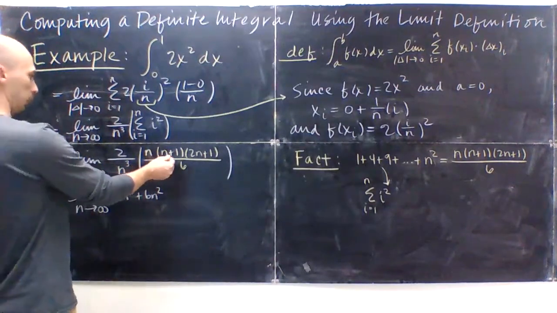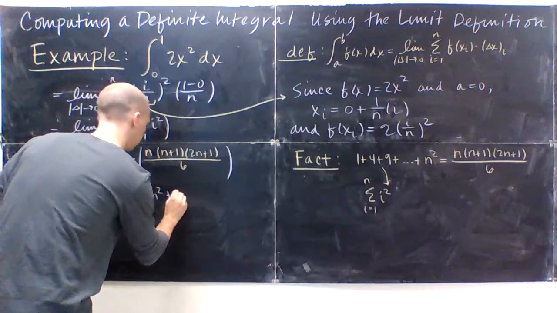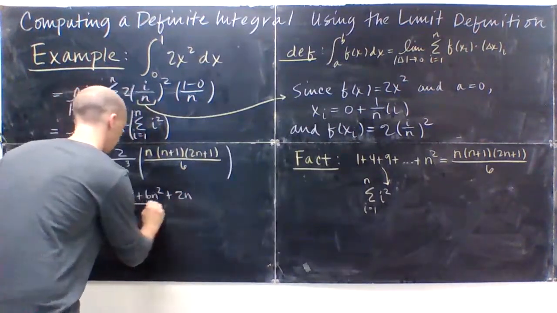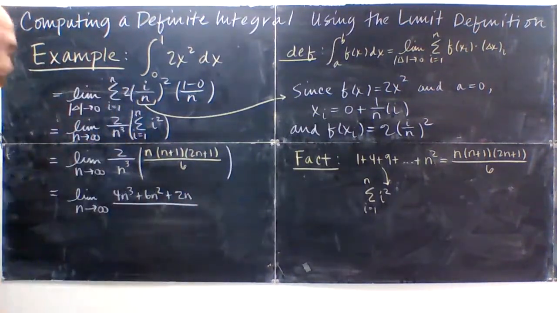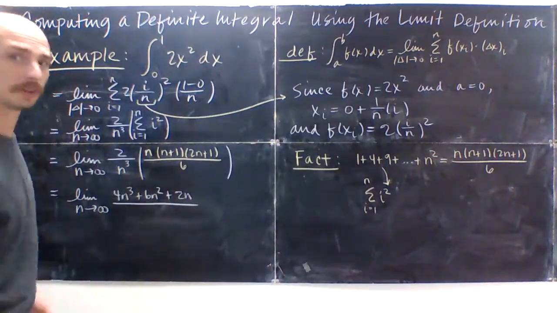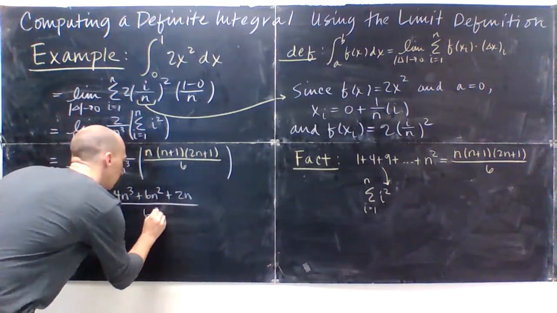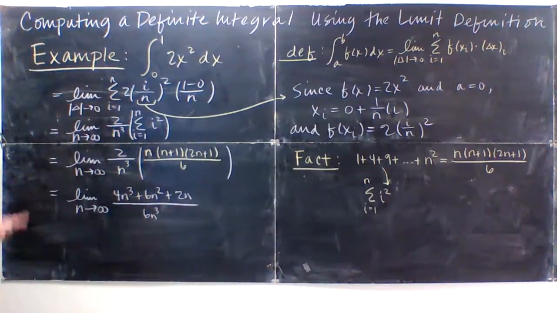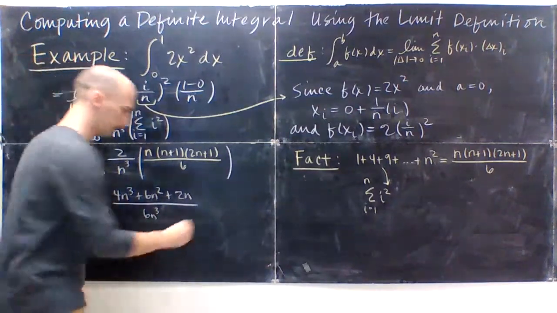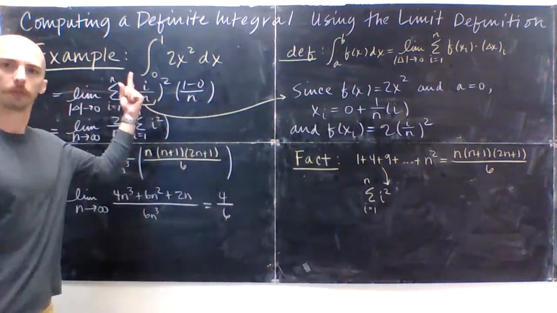Let's see, plus 1n is 2n. This is not on my notes, so if I made an algebra error, let me know in the comments, or just forgive me because it's not going to matter. It's only going to matter about this. Over 6n to the 3. And this limit is going to be 4/6, which is 2/3, which is what I hoped to show you in the first place.